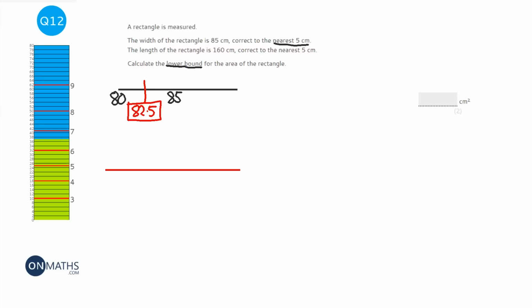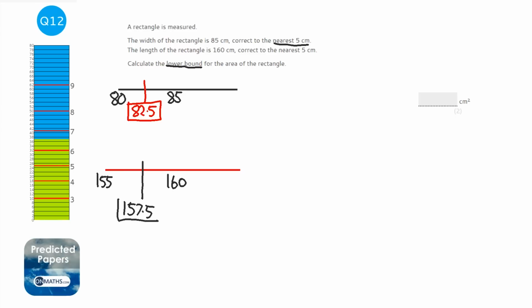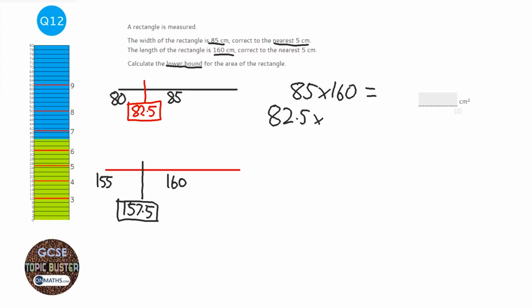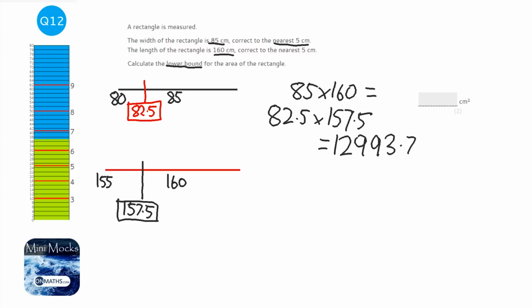Then just repeat the process for the 160. So we've got 160 in the middle. And the next one down would have been 155. And then when we draw the line, it's going to be 157.5. Now, what many students would do is just look at the number. Well, the area is going to be 85 times 160. But we know that the 85 could have been 82.5, and the 160 could have been 157.5. And that would give the lowest possible area. So if I get my calculator out, 82.5 times 157.5, and that gives me 12993.75. And it doesn't ask me to round it, so I'm just going to write down the exact number.